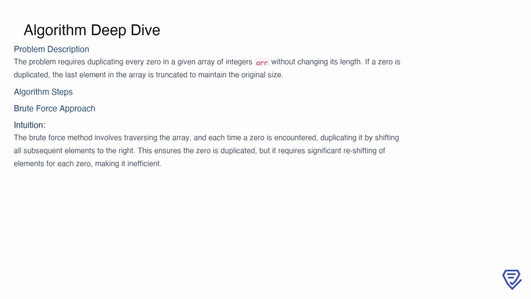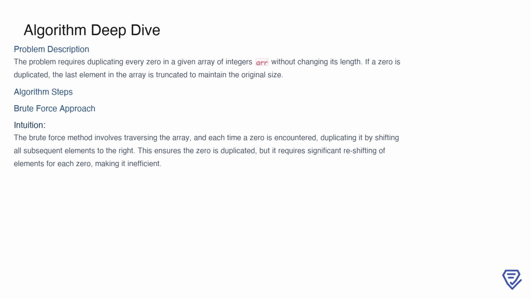In this problem, we are tasked with modifying an array of integers by duplicating every zero, all while keeping the array's original length intact. When a zero is duplicated, the last element of the array is truncated to ensure the size remains unchanged. To tackle this, we can consider a brute force approach. The intuition here is straightforward.